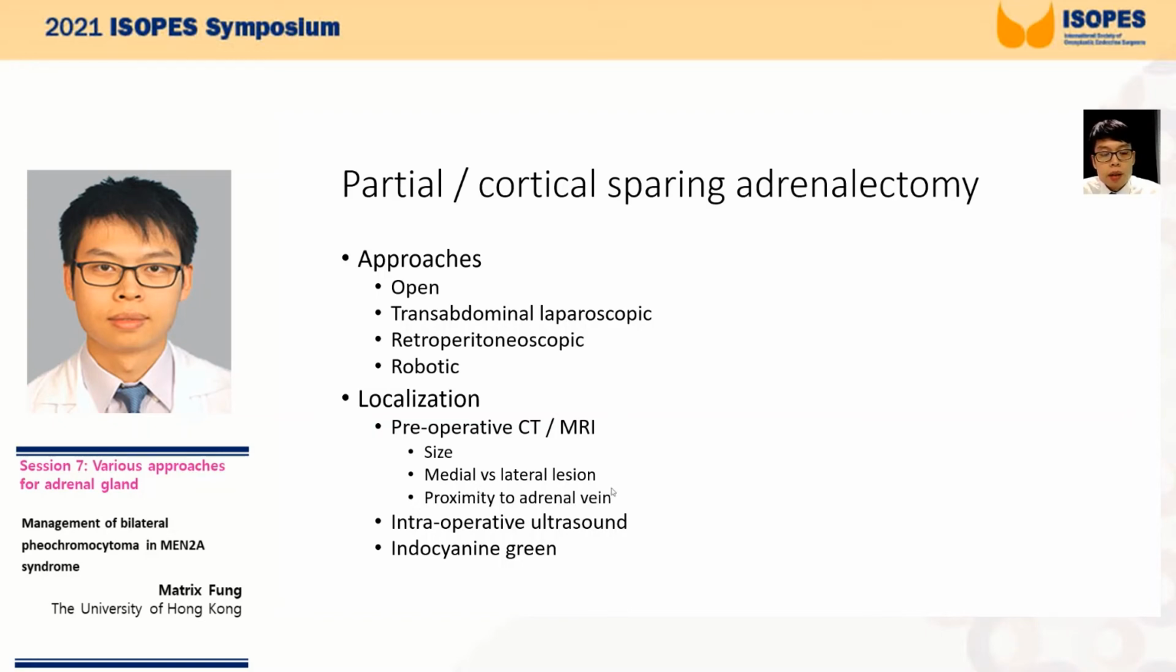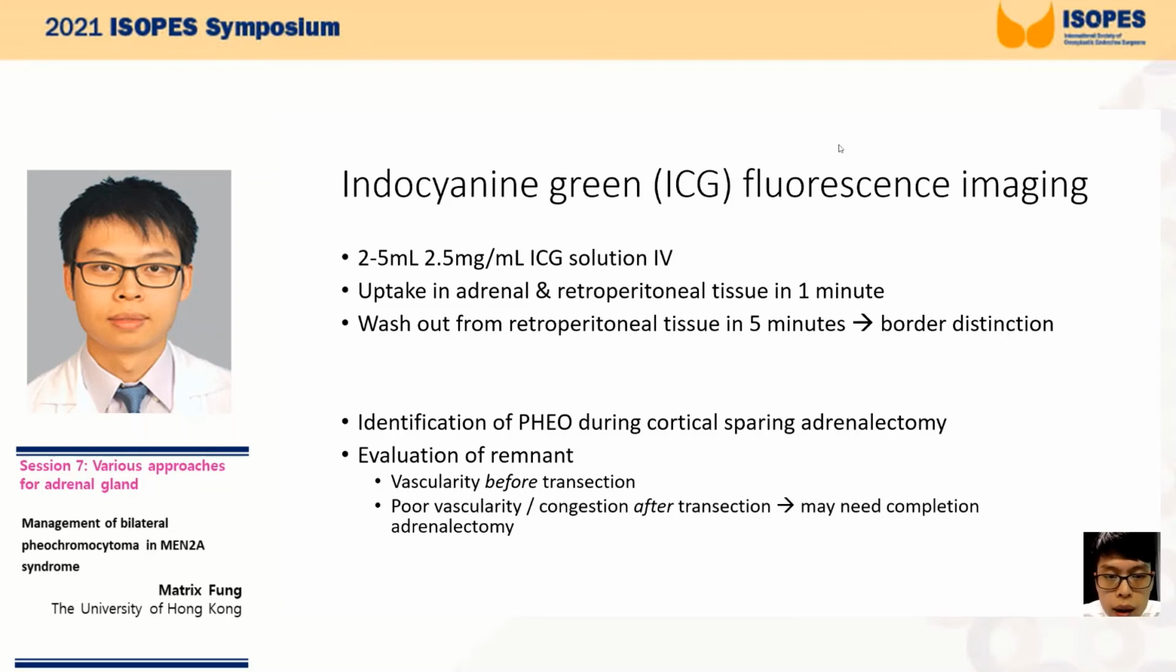And recently there have been reports of the use of ICG. Indocyanine green has emerged recently as a promising technique to aid dissection in partial adrenalectomy. It involves intraoperative injection of ICG, in which the adrenal and the retroperitoneal tissue would take up the ICG dye in around 1 minute. And then there will be a rapid washout of ICG away from the retroperitoneal tissue. This would outline a hyperfluorescent adrenal gland.